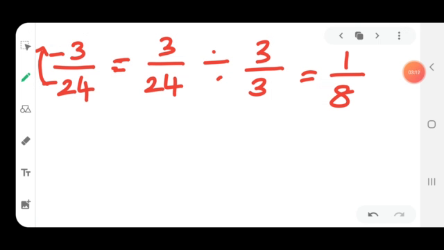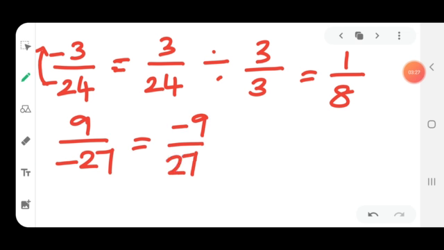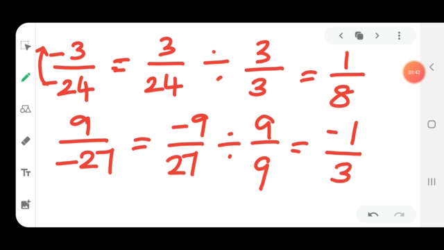Next we will see one more example. 9 divided by minus 27. Here minus is in the denominator, so we have to take minus to the numerator. We will get minus 9 divided by 27. Now here 9 is a common factor. We can directly divide by 9. We get 9 divided by 9, 1. Here we have minus, so minus 1, and 27 divided by 9, 3. So minus 1 by 3 is our standard form of 9 by minus 27.